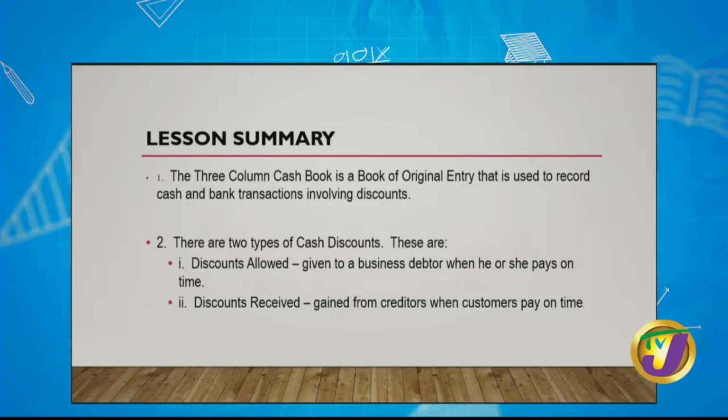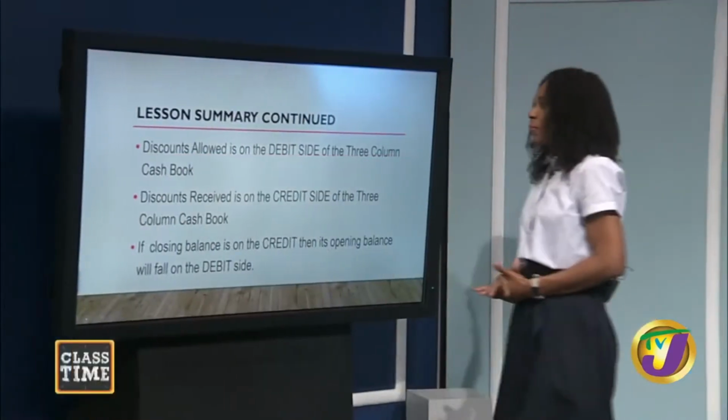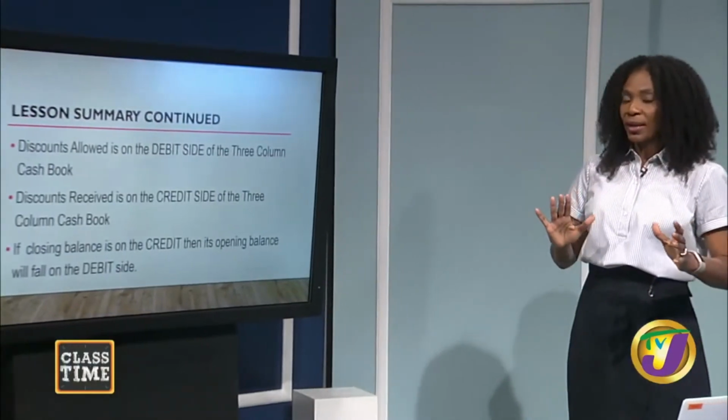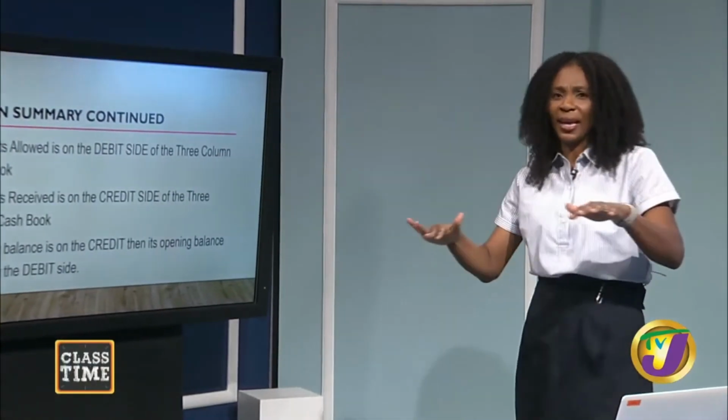Discounts allowed are given to a business debtor when he or she pays on time. Discounts received are gained from creditors when we pay on time. Students, remember, 2 types of cash discounts: discounts received, discounts allowed. All right. Our summary continues. Discounts allowed, student, because that's a common mistake that is made in the exam.